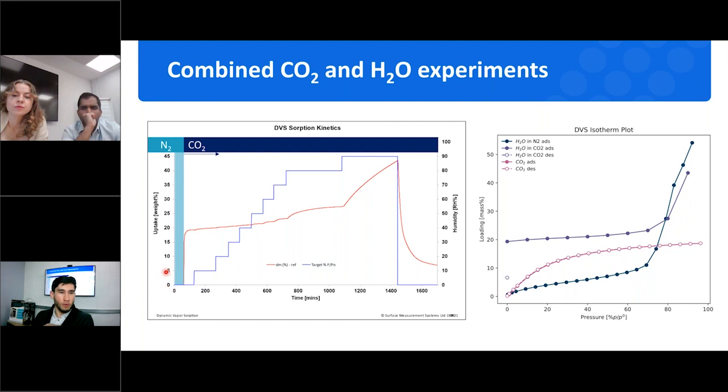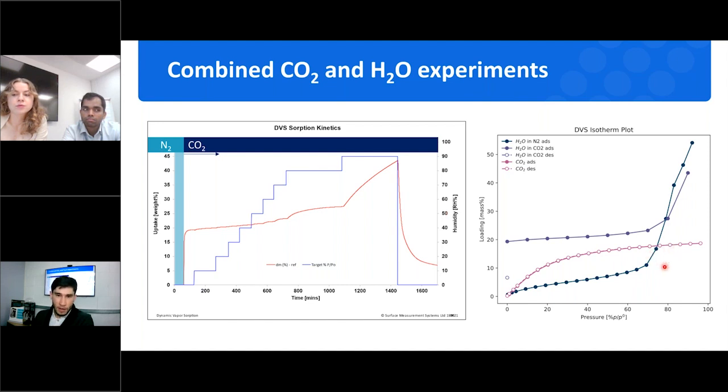To go through each step, we have first nitrogen. The material is then exposed to pure CO2, and we see this uptake here, 18% like before. And then humidity is introduced. And what we see is the isotherm that is being recorded still appears to include a condensation step later down here. So the material still seems to be decomposing at high humidity.